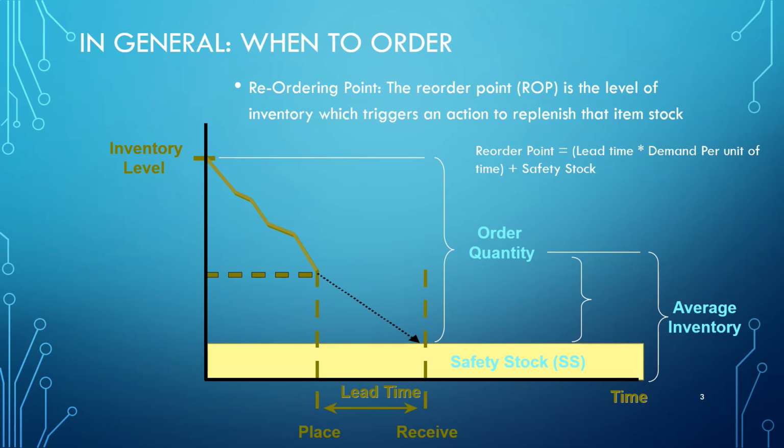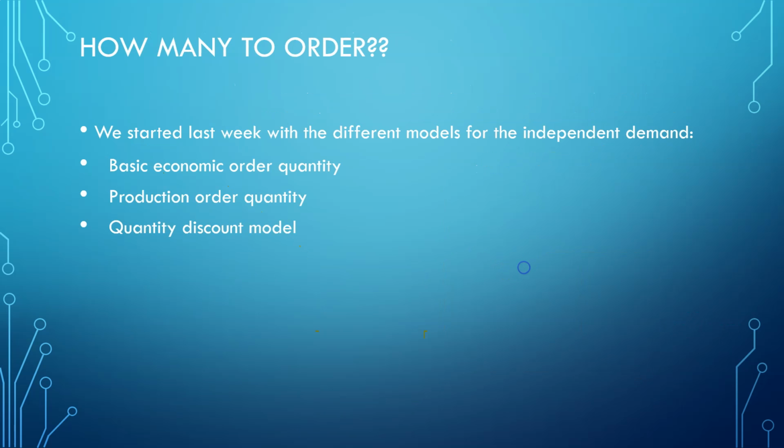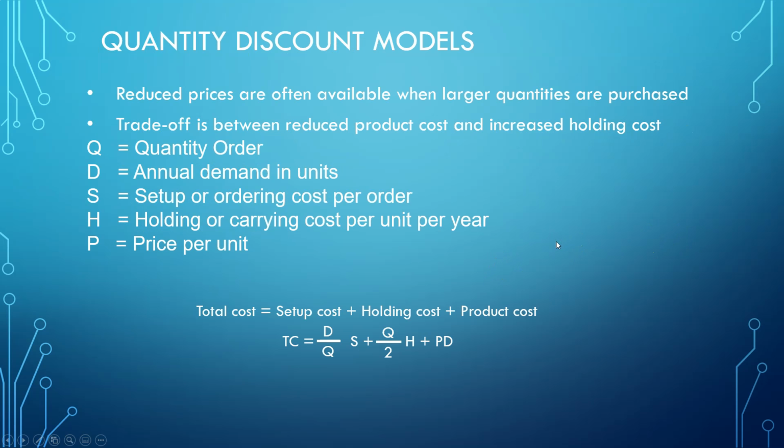Then we identified the formula used to calculate the reorder point, which equals lead time multiplied by demand per unit of time plus the safety stock. The quantity to be ordered can be calculated through the basic economic order quantity, production order quantity, or quantity discount model. The basic economic order quantity and the production order quantity were explained last week. This week we will go over the quantity discount model and the probabilistic model.